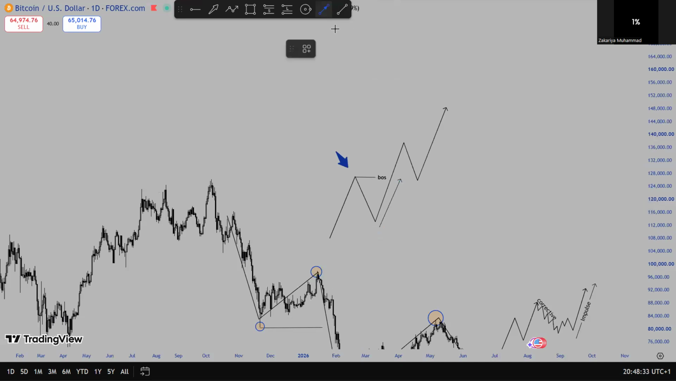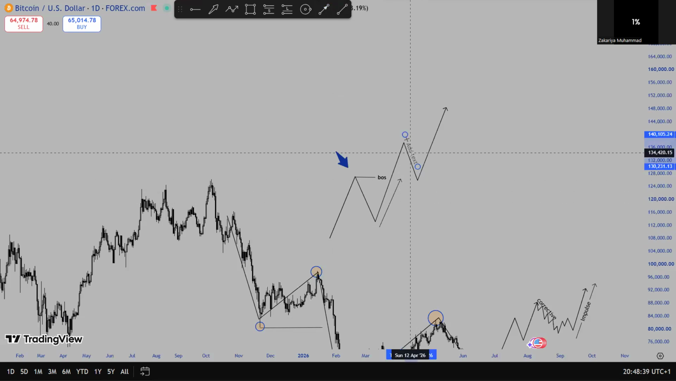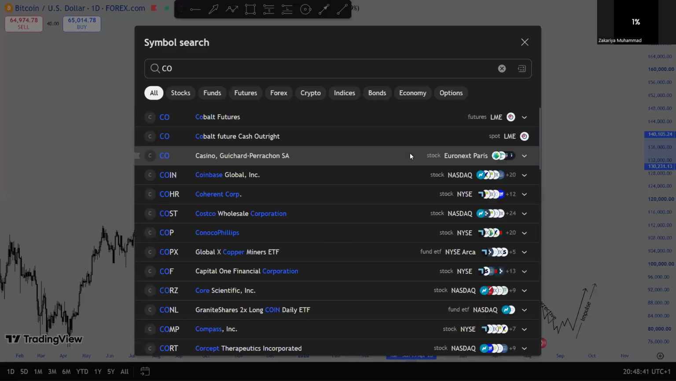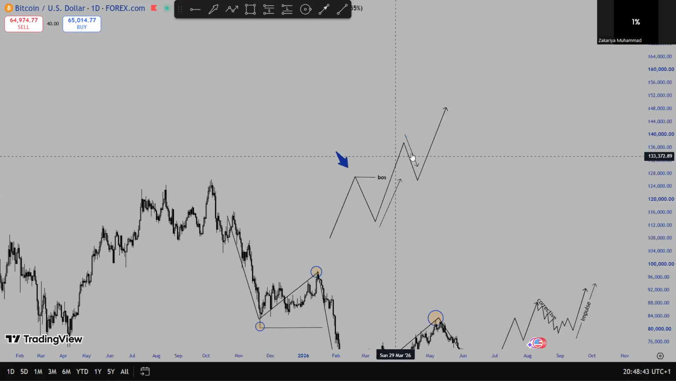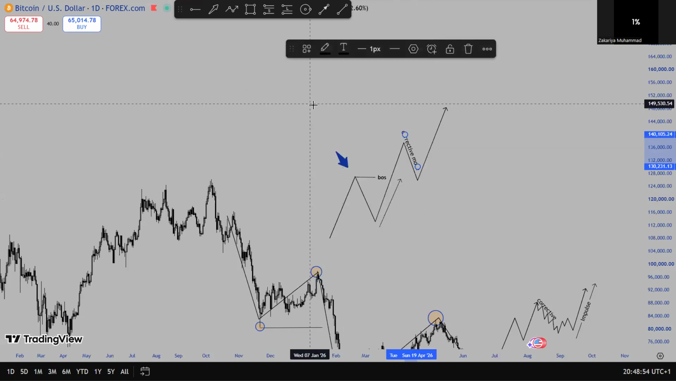And the move that the market makes to correct this imbalance, to fill this imbalance, we know that it's a what? It's a corrective move. And there are zones for the corrective move.